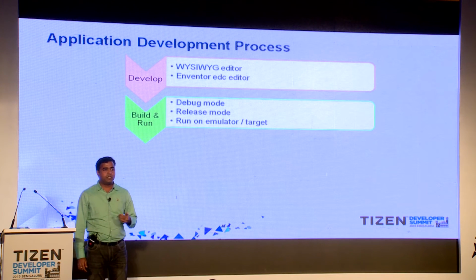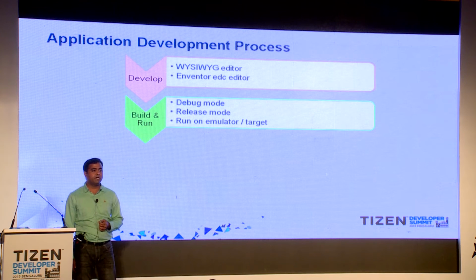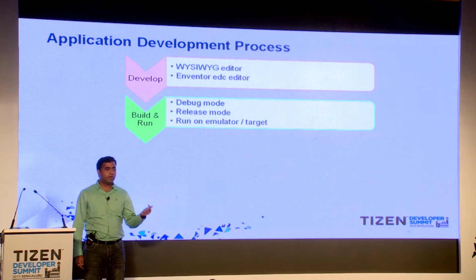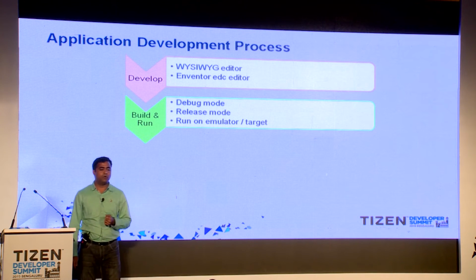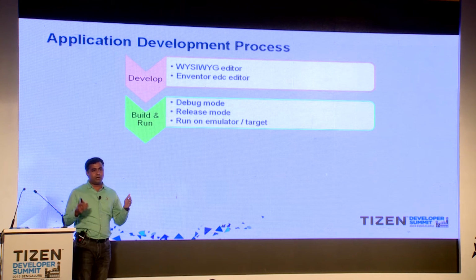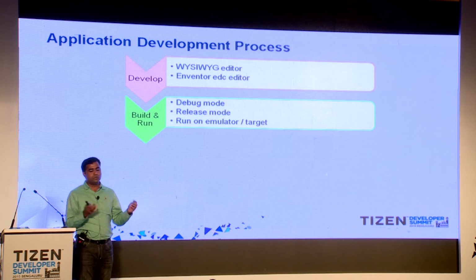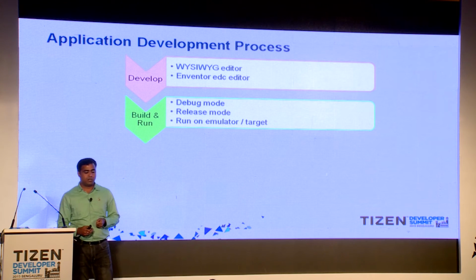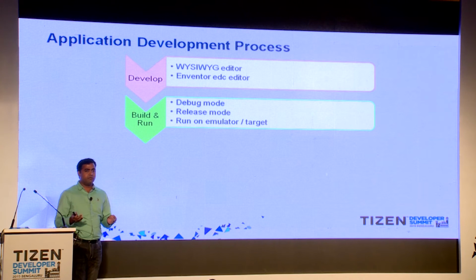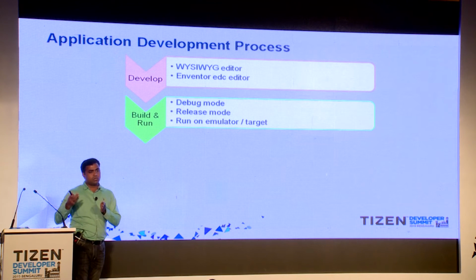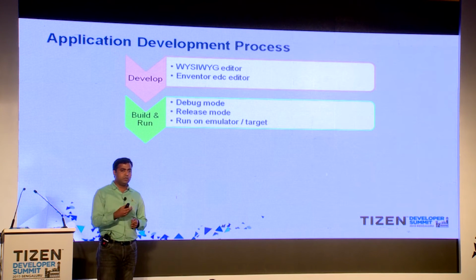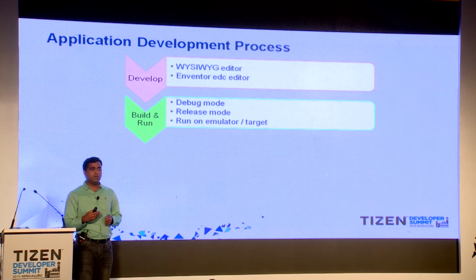The next stage would be to build and run your native applications. You can build in two modes: one is the debug mode and another is the release mode. It is recommended that until your development process is complete, you use the debug mode so that you can have better debug access. And once you are done with your development stage and the optimization stage, and you are about to upload to the store, you can build in the release mode, and then the generated TPK you can upload to the store.